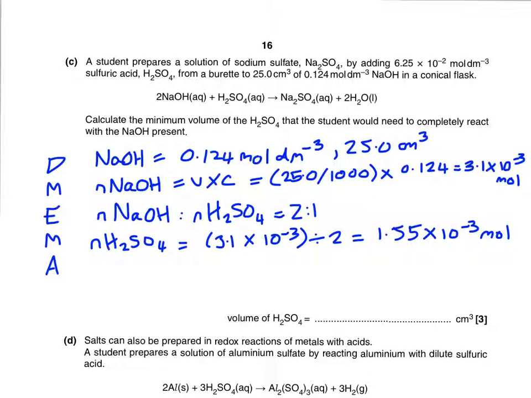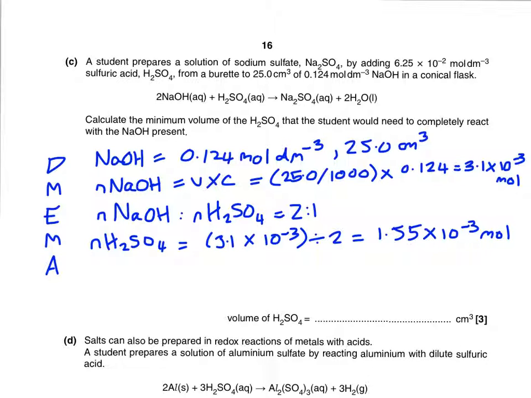So using the balanced equation, that gives us the stoichiometry or mole ratio of sodium hydroxide to sulfuric acid. So we simply divide 3.1 times 10 to the minus 3 by 2 to give you 1.55 times 10 to the minus 3 moles of sulfuric acid.